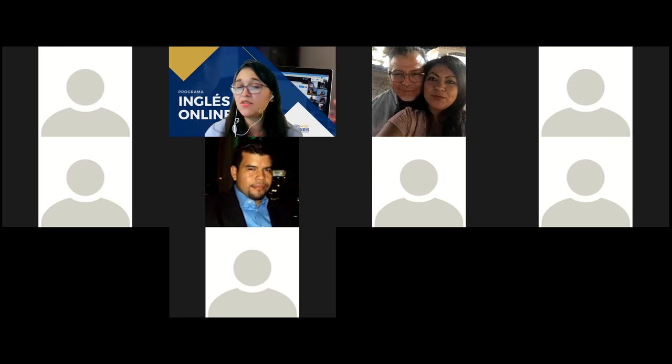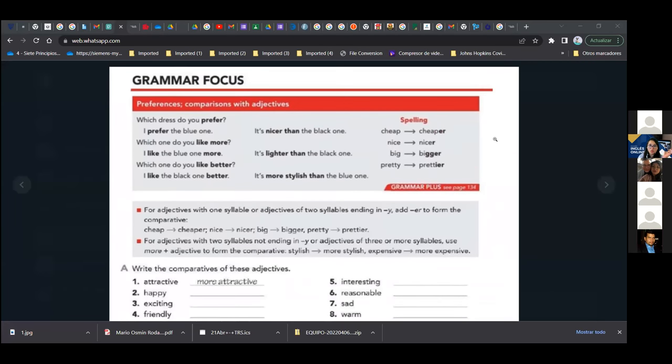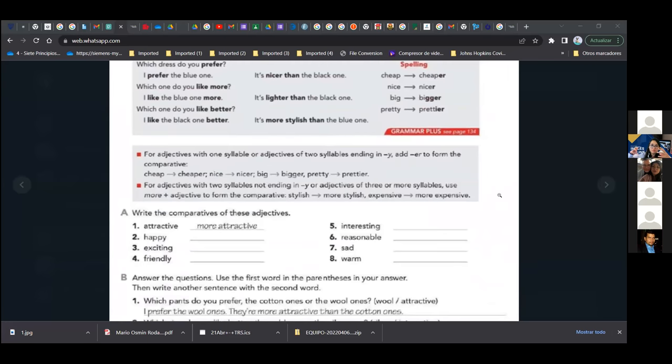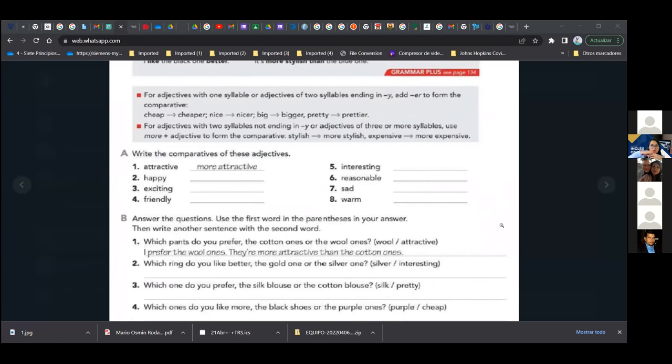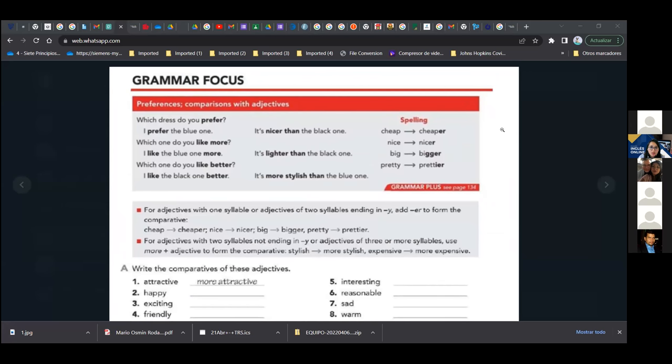Okay, I was saying that, for example, with the adjectives, we have two types of adjectives. The ones that are short, lo que son cortos, and the ones that are bigger, right? Can you scroll up, please, Mario? Podemos ir más arriba, go up, okay? Perfect, there it is. Okay, so you have, for example, the spelling. When you have an adjective that is short, you're going to add ER. But if the adjective is long, you're going to use more. We have the example. Hay algunas excepciones a esta regla.